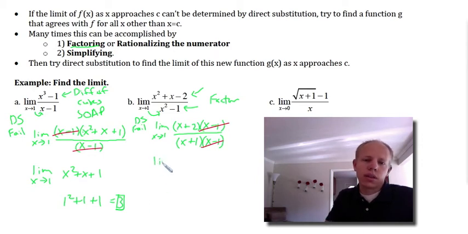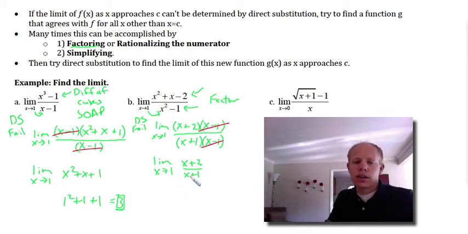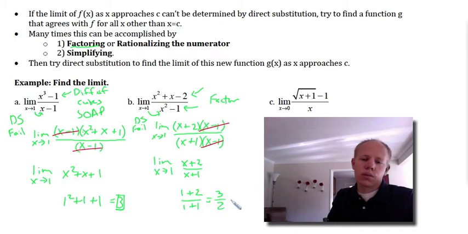And so we're left with the limit as x approaches 1 of x plus 2 over x plus 1. If you notice now, if we plug 1 in to that denominator, we get 2. And so c is now in the domain, and so we can use direct substitution on this rational equation. And so we're going to plug 1 in here, and we're going to get 3 over 2 as our limit.